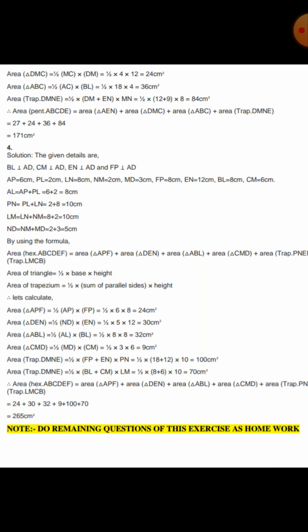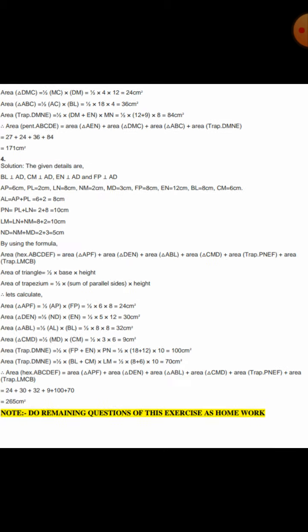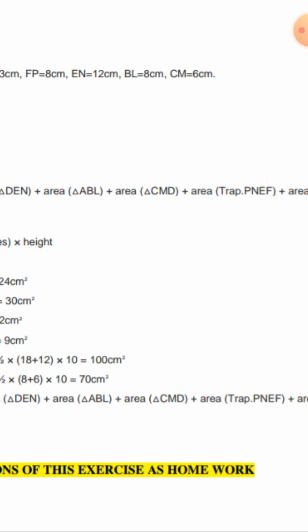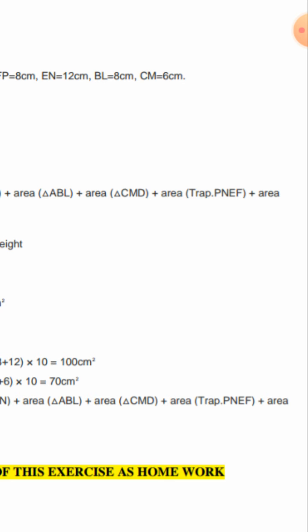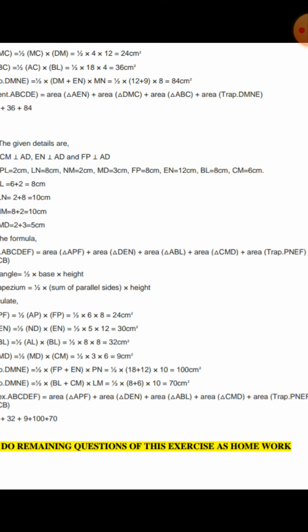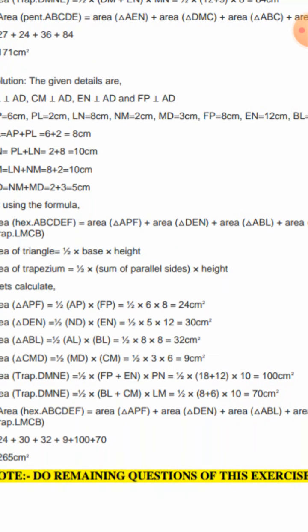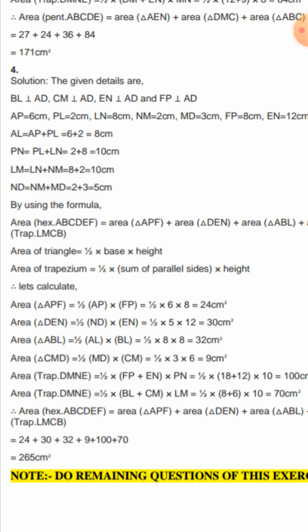Now area of hexagon ABCDEF, we will add all these: area of APF, area of DEN, area of ABL, area of CMD, area of trapezium PNEF, and area of trapezium LMCB. Now adding all these, it will be 24 plus 30 plus 32 plus 9 plus 100 plus 70, it will be 265 centimeter square.